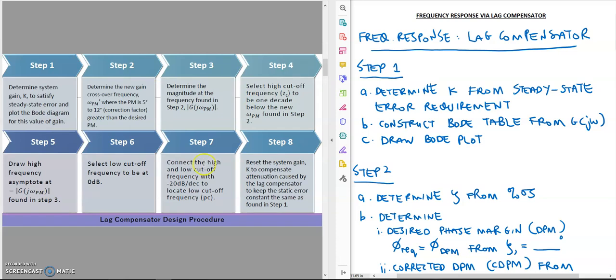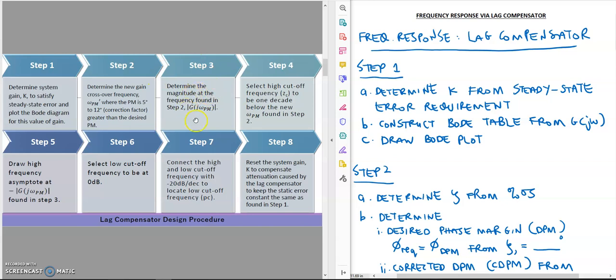So there are 8 steps in designing the frequency response via lag compensator. So we go one by one. The first one is to determine the system gain K to satisfy steady state error and plot the Bode diagram for this value of gain. Second, determine the new gain crossover frequency, which we label as omega PM prime, with the consideration of correction factor CF that will be given in the question. Usually the correction factor is between 5 to 12 degrees greater than the desired phase margin.